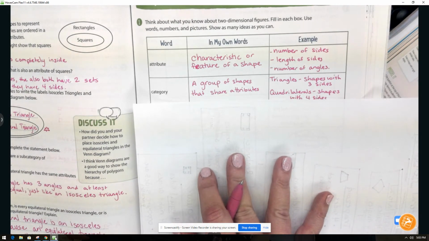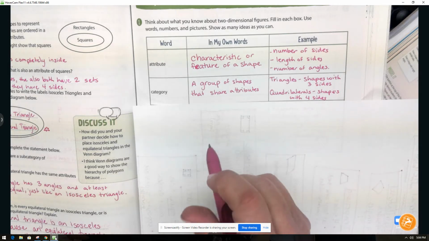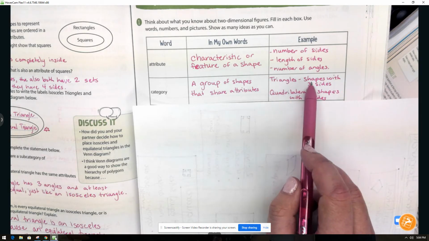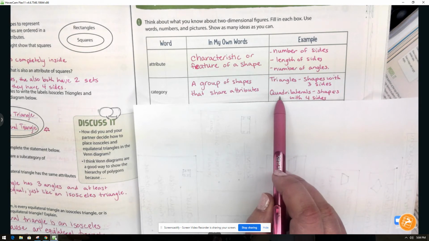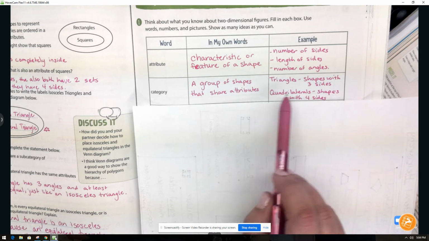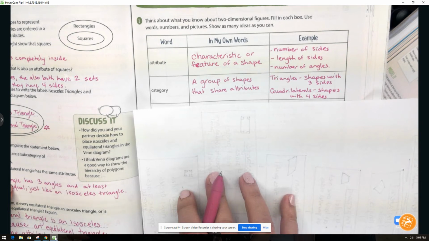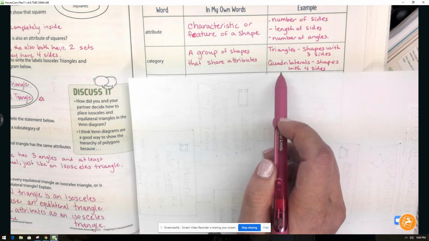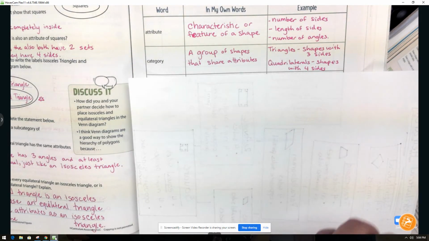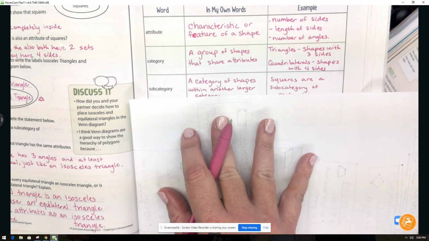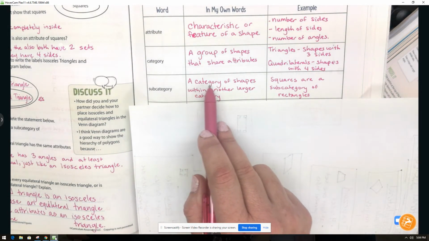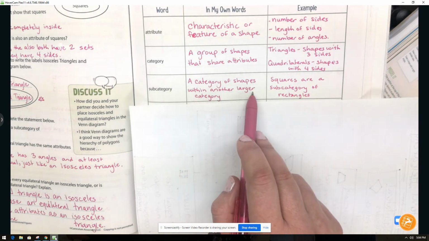The next vocabulary word is category. A category is a group of shapes that share attributes. So for example, all triangles are shapes with 3 sides. All quadrilaterals are shapes with 4 sides. Triangles and quadrilaterals are both examples of categories. And then more specific triangles and quadrilaterals that go underneath that category would be considered subcategories. And speaking of which, we've got subcategory. A subcategory is a category of shapes within another larger category.